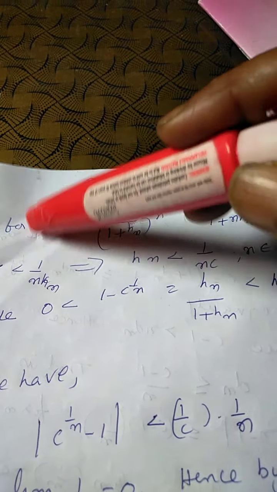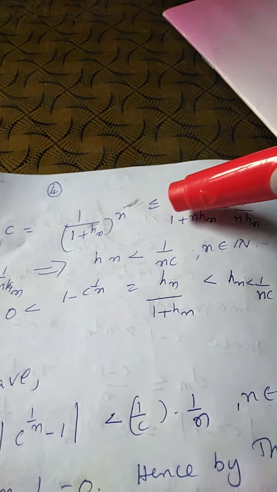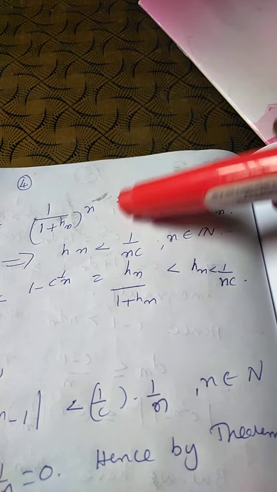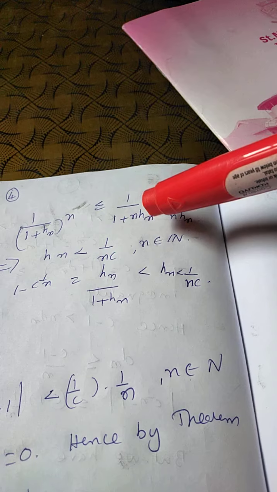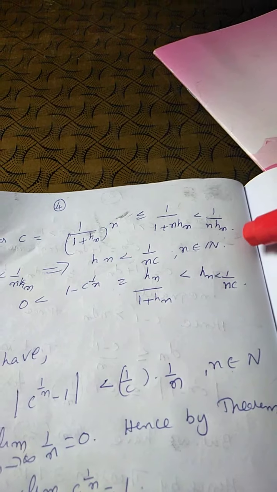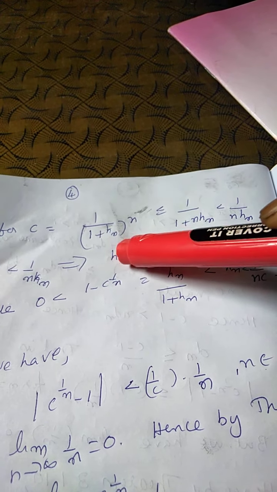Therefore, c equals c raised to 1 by n, the whole raised to n, that is 1 by 1 plus hn the whole raised to n, which is less than or equal to, since in Bernoulli's inequality we take the reciprocal, 1 by 1 plus n hn, which is less than 1 by n hn. So, c is less than 1 by n hn, so hn is less than 1 by nc for n greater than or equal to n.